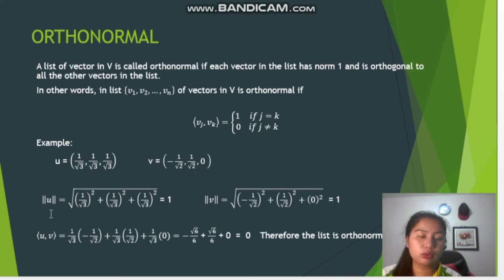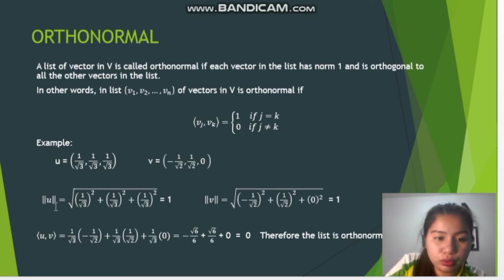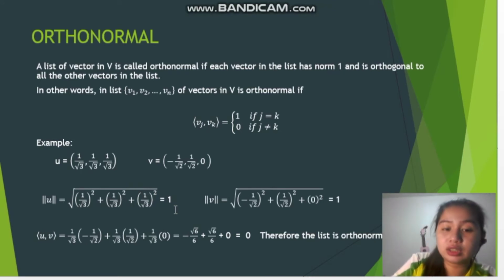So, kapag kinuha natin yung norm of U, square root of 1 over square root of 3 squared, pangalawa, 1 over square root of 3 squared, ganon din yung pangatlo, 1 over square root of 3 squared. So, kapag kinompute natin, we will get a 1. So, therefore, ang norm niya ay 1 or the length is 1.